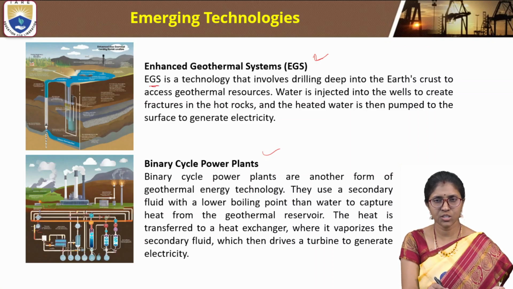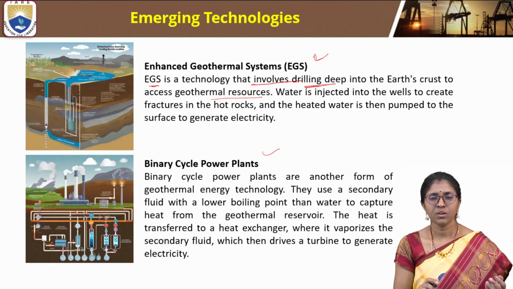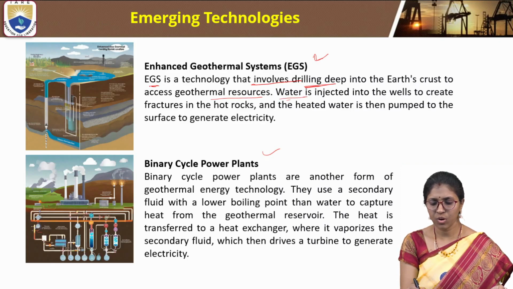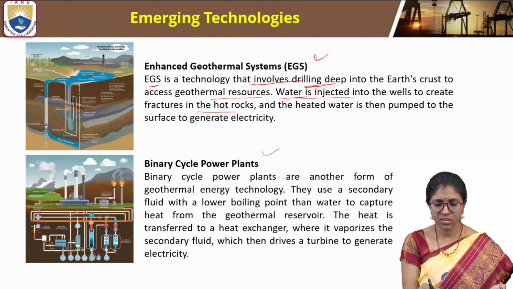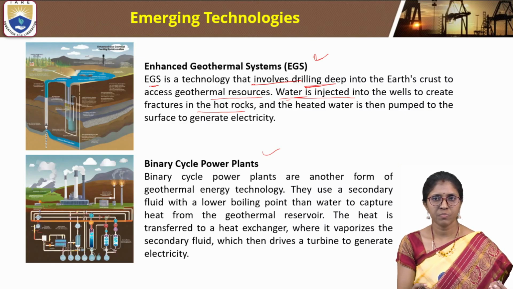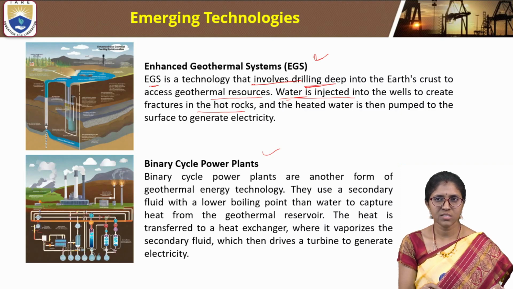The enhanced geothermal system is a technology that involves drilling deep into the earth's crust to access geothermal resources. To access the geothermal resources, first we have to drill deep into the earth's crust. Then water is injected into the wells to create fractures in the hot rocks.